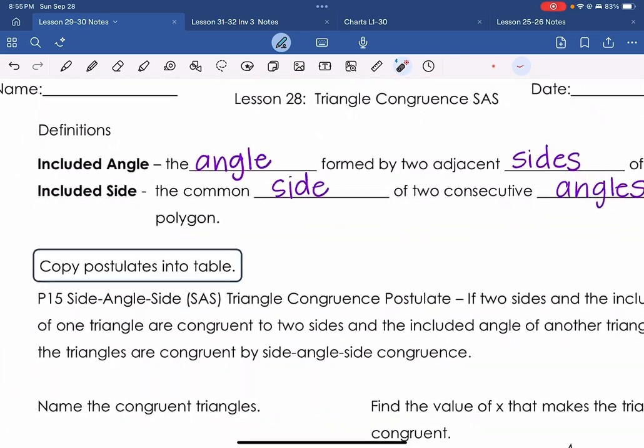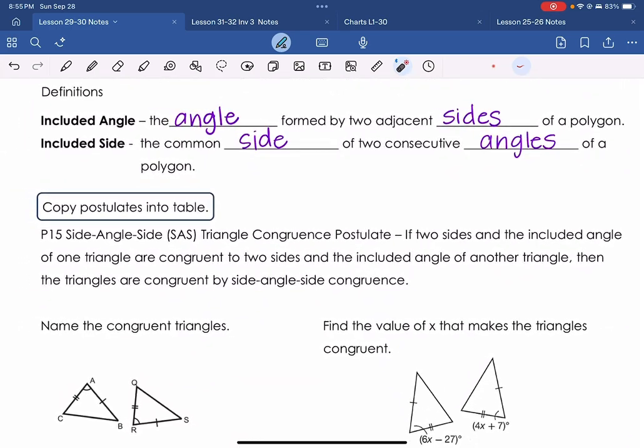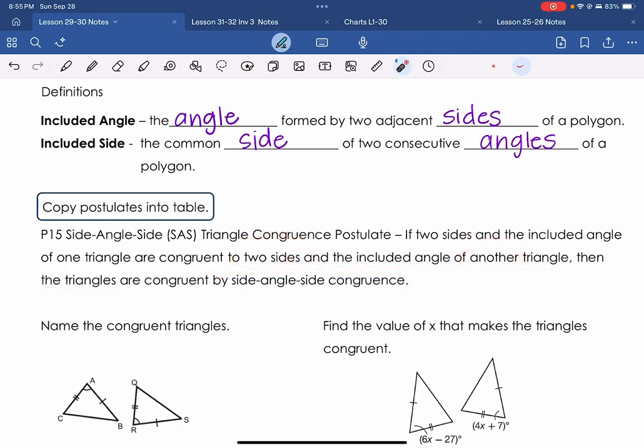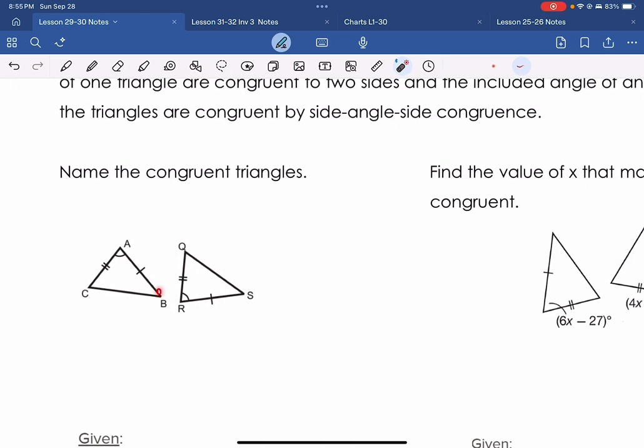So whatever's in between. Okay, so like I was saying earlier, and you'll see this in your postulates table, the new triangle congruence that we're learning is called side, angle, side. And it basically says that if two sides and the included angle of one triangle are congruent to two sides and the included angle of another triangle, then the triangles are congruent by the side, angle, side congruence. So this is side, angle, side. Side, angle, side. So these two triangles are congruent by that theorem.